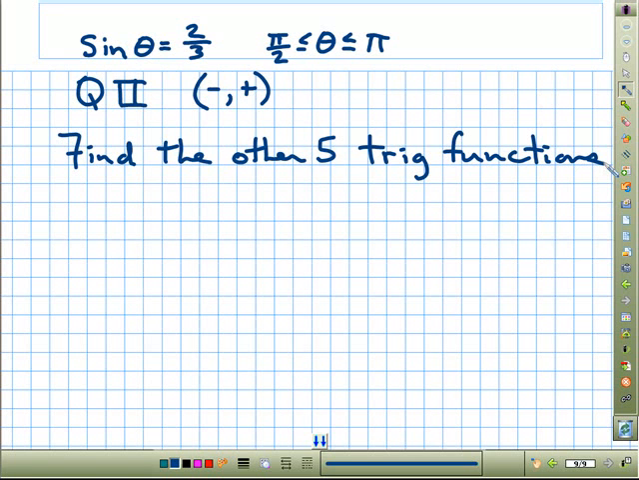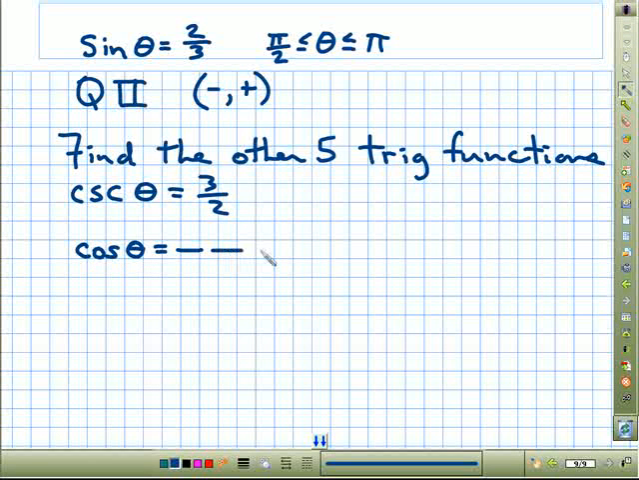Now, what do we know right away, actually? Before we go any further, what do we know? It's going to be 3 over 2. 3 over 2. We know cosecant. We know what that is because it's the reciprocal. Now, we've got to find out what the other trig functions are. Now, let me just ask you this. What would be the sign of cosine? Positive or negative?